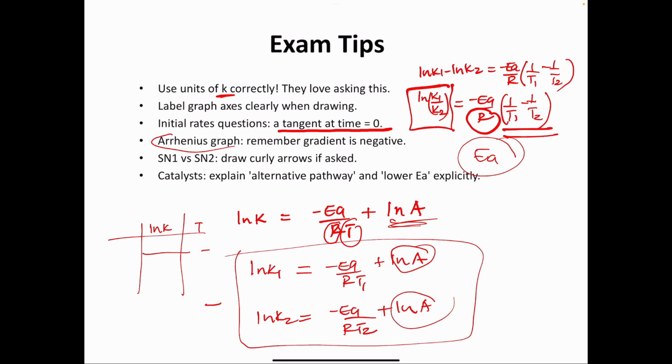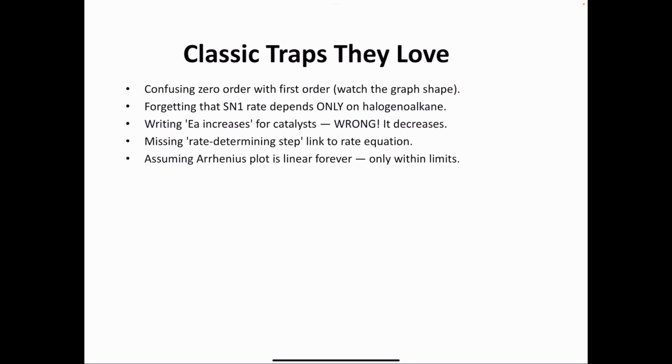So please remember that. I've included a slide on classic traps they love. Confusing zero order with first order. Please remember to look at those graphs and their shapes. Forgetting that for SN1, rate depends only on the halogenoalkane. Writing Ea increases for a catalyst, which is wrong, it decreases. And missing the rate determining step. Please remember to link to the rate equation. And assuming the Arrhenius plot is linear forever. Please remember it has some limits.